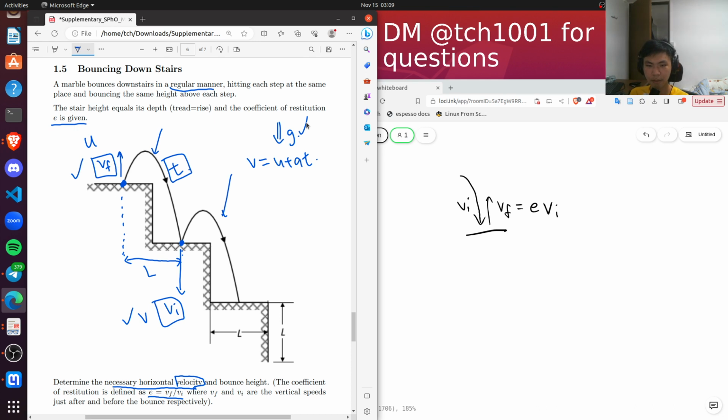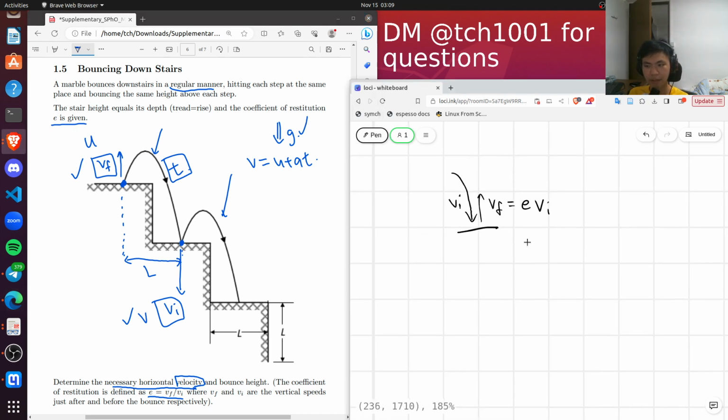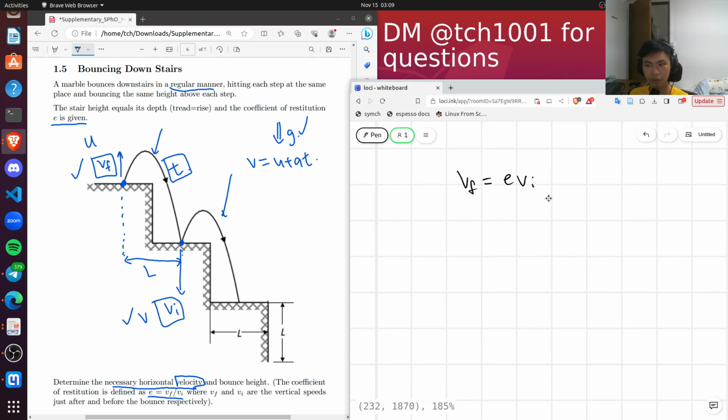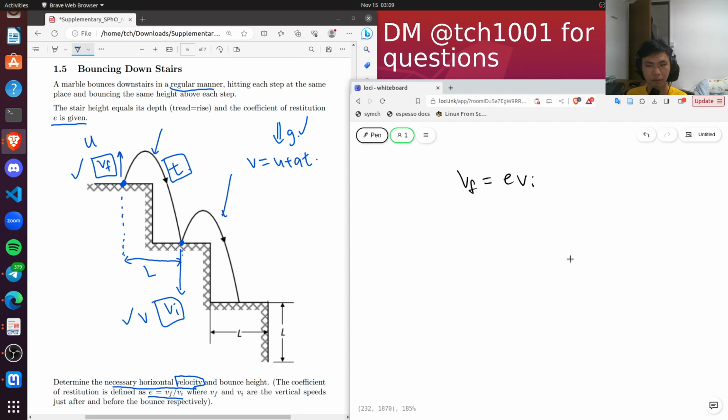Okay, so currently we have one equation relating the two, and that equation is the coefficient of restitution, right? We have two unknowns and only one equation, so we need one more equation. In general, we need two inequivalent equations to solve for two unknowns. So how do we find the other one?